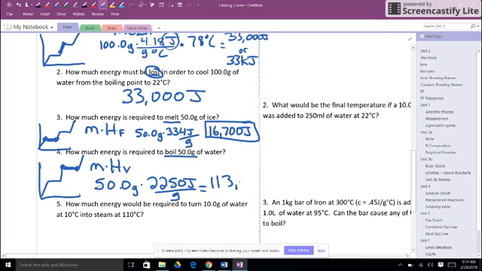113,000. So I think what we can notice here is that it requires a great deal more energy to turn those liquid molecules into gaseous molecules than it would to turn the solid molecules into liquid molecules. Probably has something to do with all those intermolecular forces there.